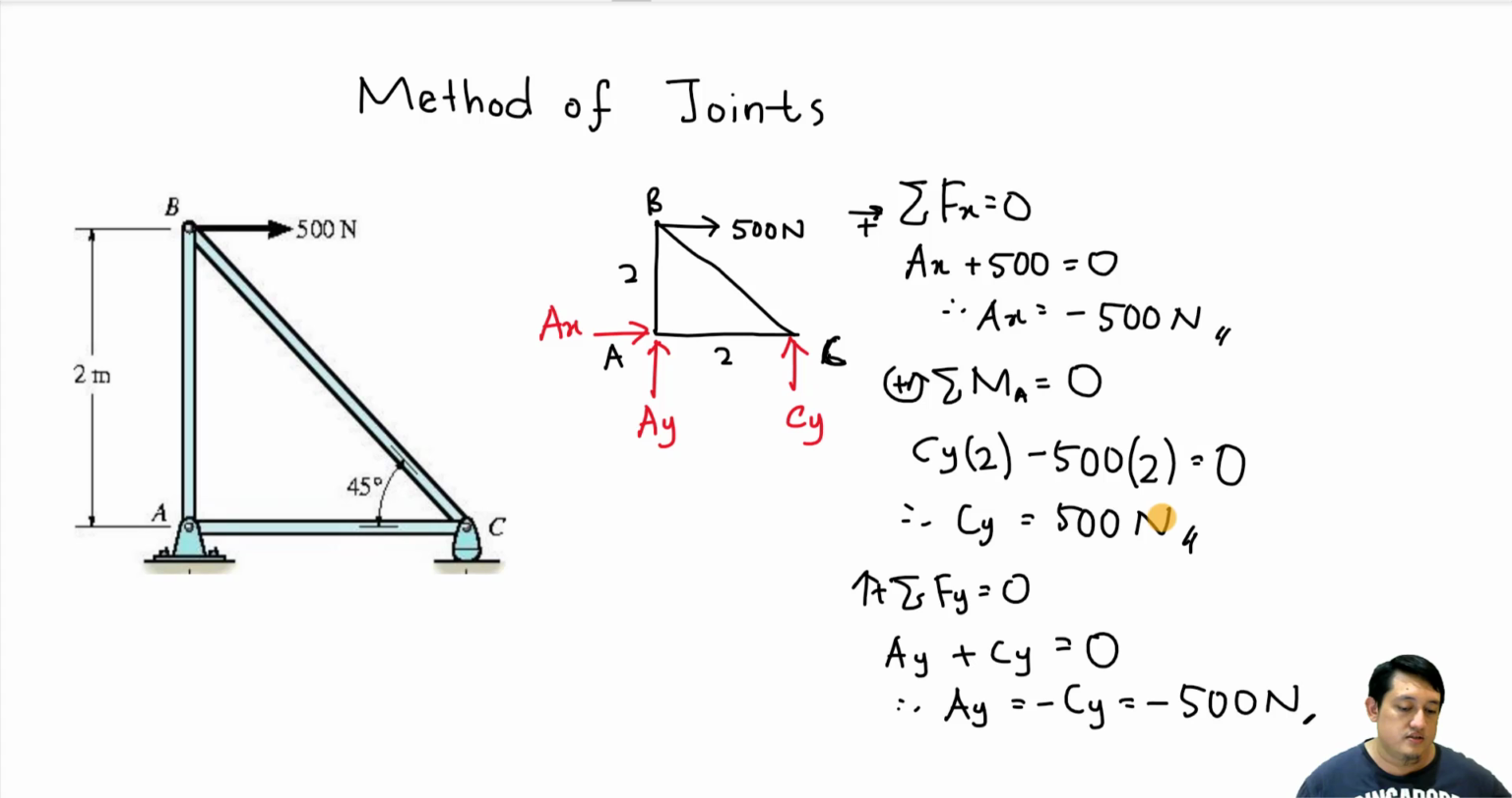Next, now is the time that I will show you how we can use the method of joints. To use the method of joints, we need to focus on a joint only. Let's look at joint A. At joint A, we have a member like this, a member like this, and also a reaction force, which is AY and AX. Do not look at other parts. Do not look at B, do not look at C. Only at A.